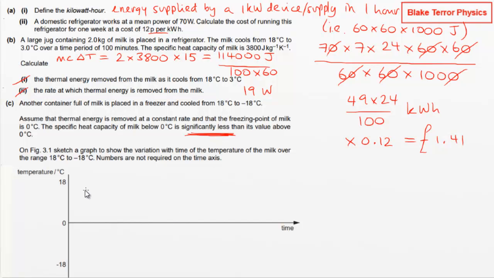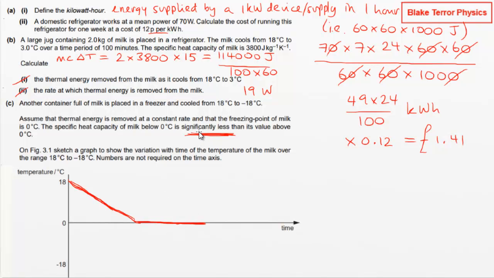So let's just draw in our first line. We're starting at 18, and that's going to be a straight line. So we've got this constant cooling rate, this constant gradient coming down here. Then it freezes. That's when we get the flat bit while we're going through our latent heat. The issue then is the state of the gradient. Is it going to be steeper or shallower once we're below 0?